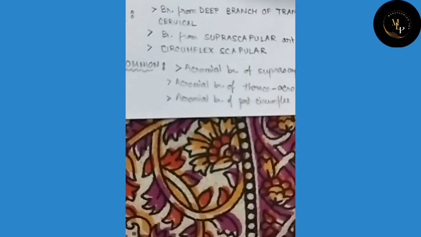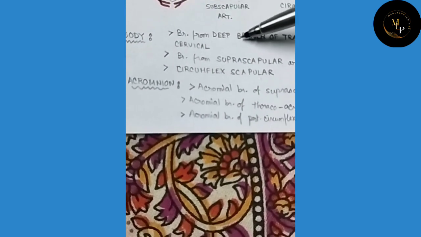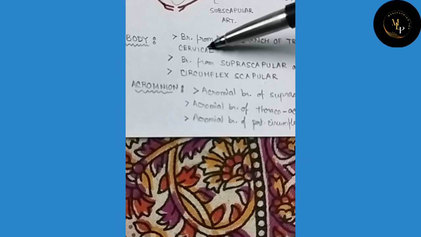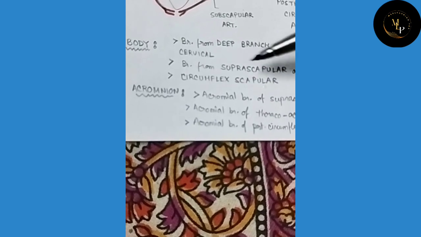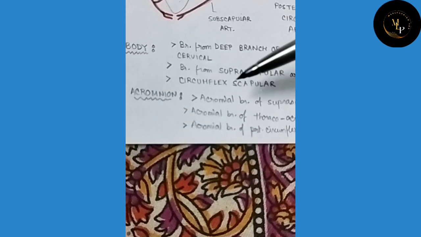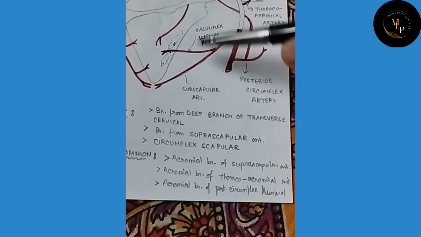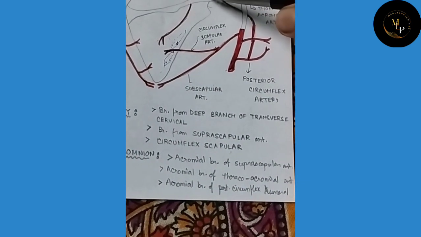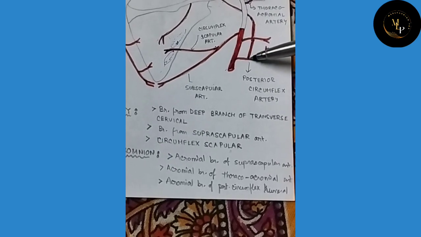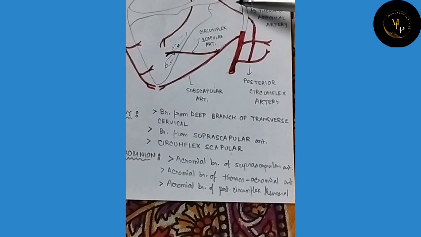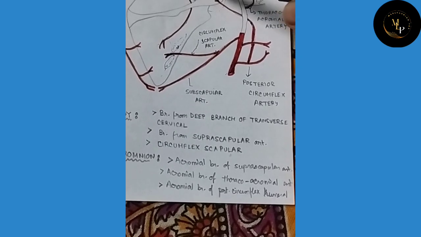Let us revise. At the body, there is the branch from the deep branch of the transverse cervical, the branch from the subscapular and the circumflex scapular, and at the acromion process, the acromial branch of the suprascapular, the acromial branch of the posterior circumflex humeral, and the acromial branch of the thoracoacromial artery.